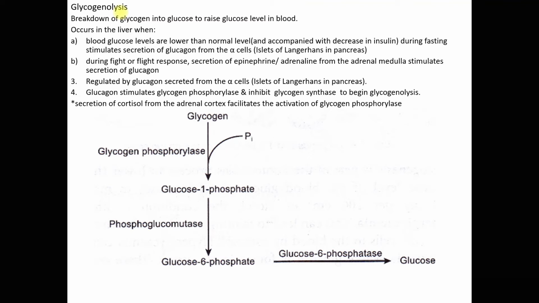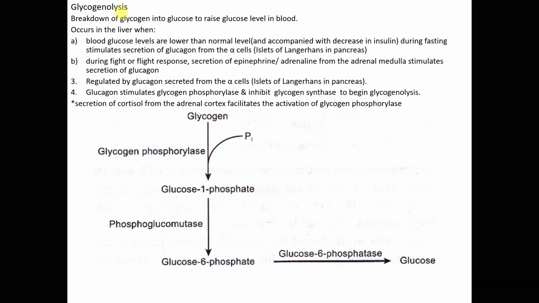If you recall, glycogen synthase catalyzes the breakdown of the UDP glucose into oxonium ions and UDP. So the action of this glycogen synthase is being inhibited by this glucagon, and this glucagon also stimulates glycogen phosphorylase, the enzyme that can catalyze the glycogenolysis.